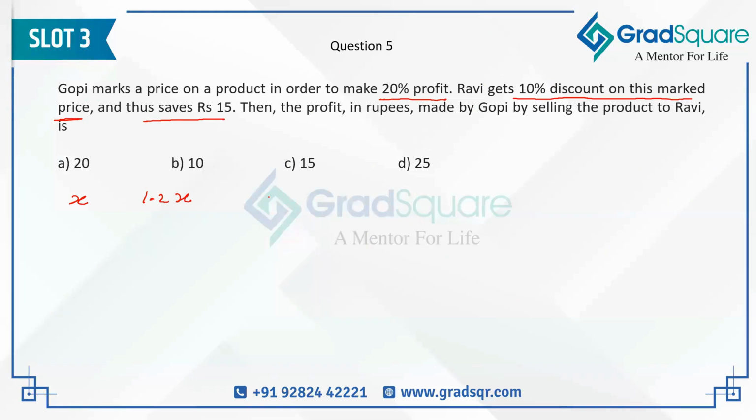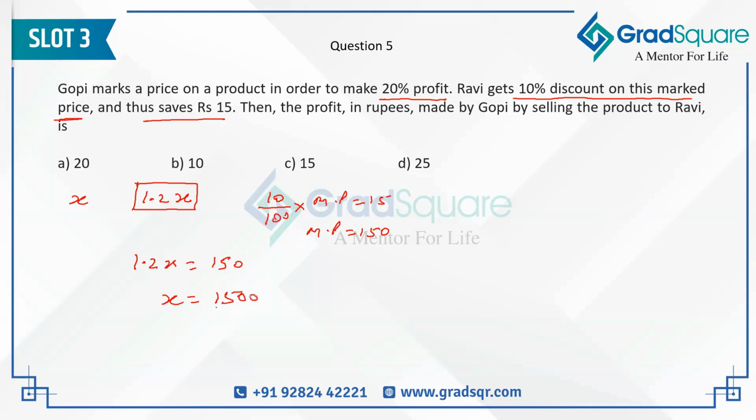So effectively, if I say 10 percentage of my mark price, that should turn out to be equal to 15. So if you solve this further, you will realize that your mark price of the product should have been 150. If your mark price of the product is 150, 1.2x is also your mark price, right? So 1.2x must be equal to 150. That's what the question is talking about. So what is the value of x, which is your cost price?